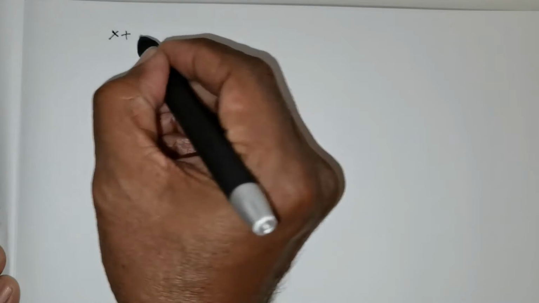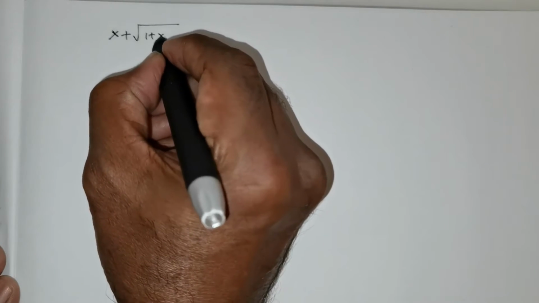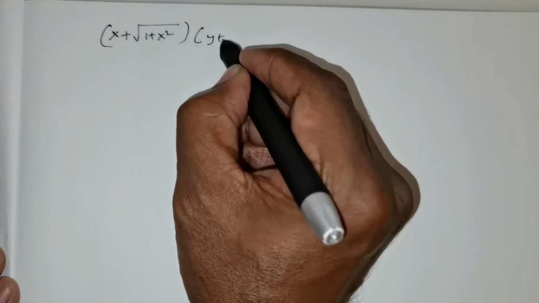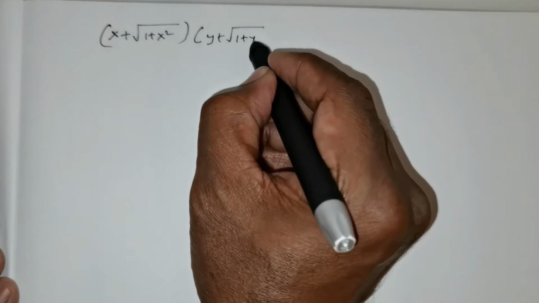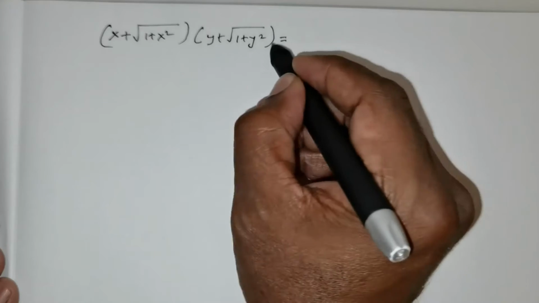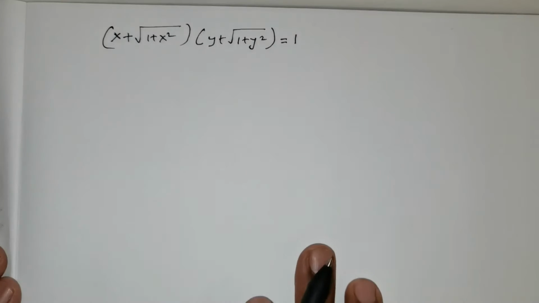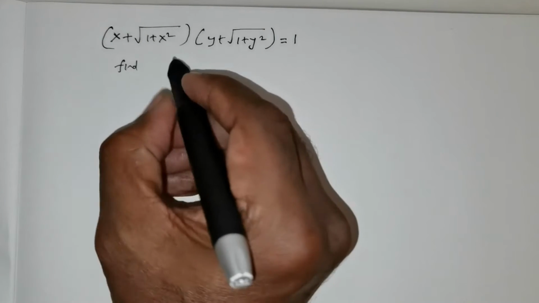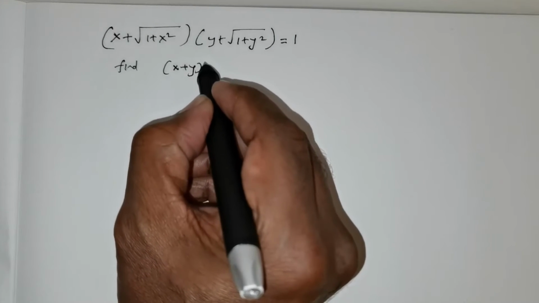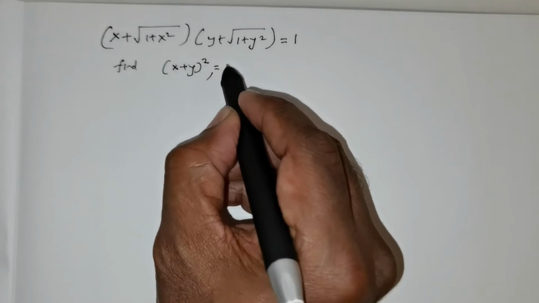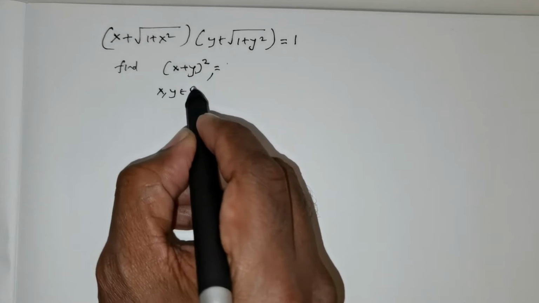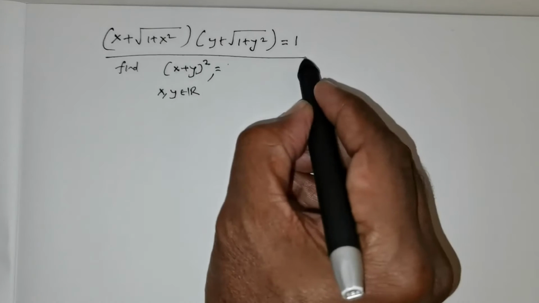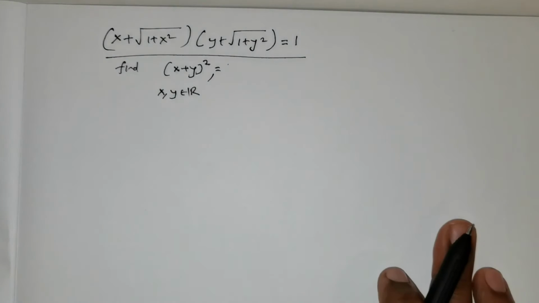The question is: x + √(1 + x²) is multiplied with y + √(1 + y²), and that is equated to 1. Now you are expected to find the value of x + y raised to the power 2, for x, y elements of real numbers. So this is given to us and we are expected to find the value of x + y raised to the power 2.